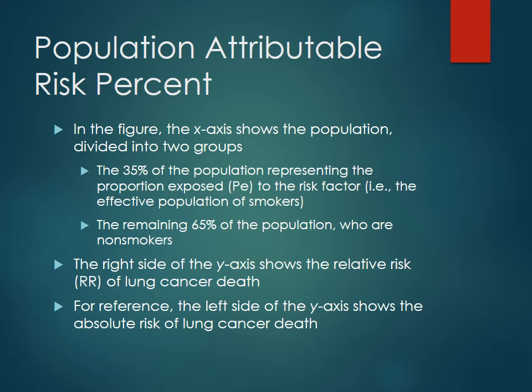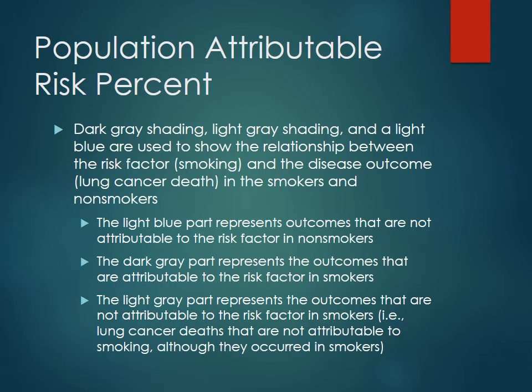So kind of going back to what we said, 35% of the population was representing the proportion exposed, or the PE, to the risk factor. Those are the people that were smoking. The remaining 65% of the population were non-smokers, presumably. And then the right side of the y-axis was showing the relative risk for lung cancer death. For reference, the left side was still looking at the absolute risk for lung cancer death in that case.